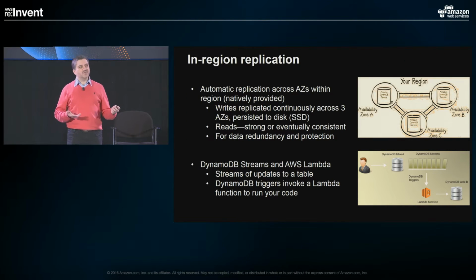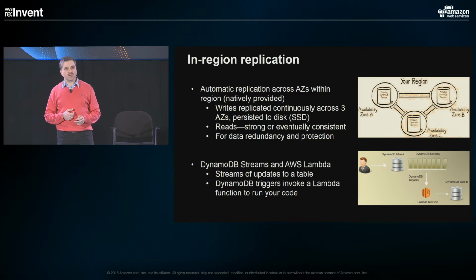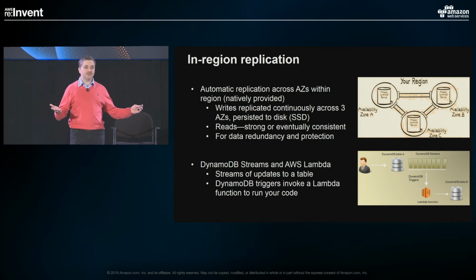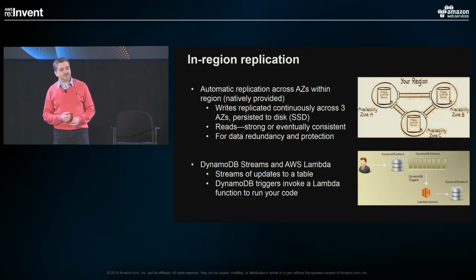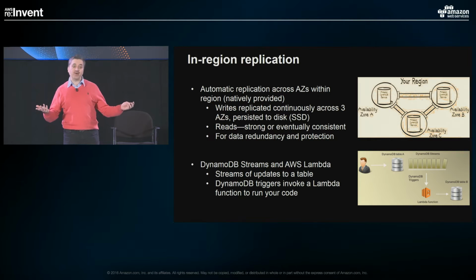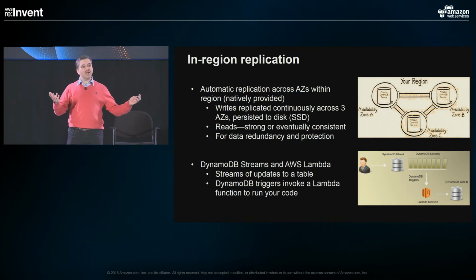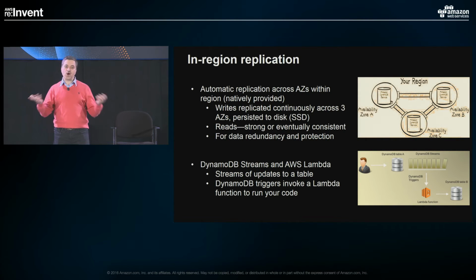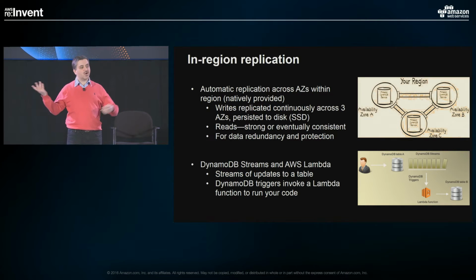So in the context of replication, we have in-region replication and cross-region replication. In-region replication, as I mentioned, the service natively provides automatic replication. That means you don't have to do anything. You create a table, add data, add records to the table, and there you go. The data is already available across multiple AZs, and these are mainly meant for data protection and redundancy.